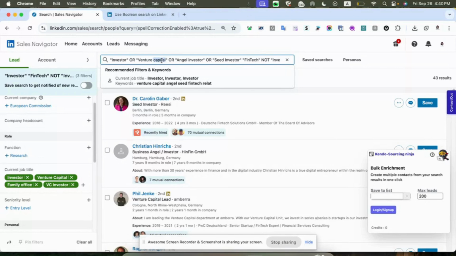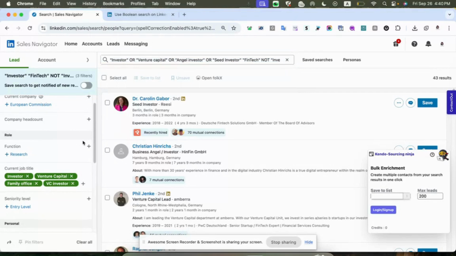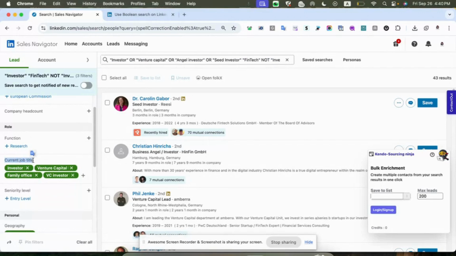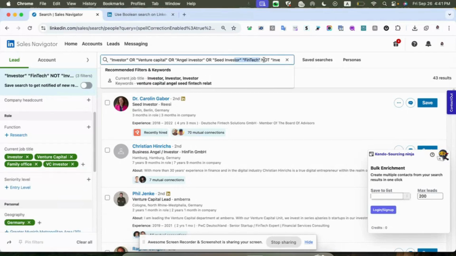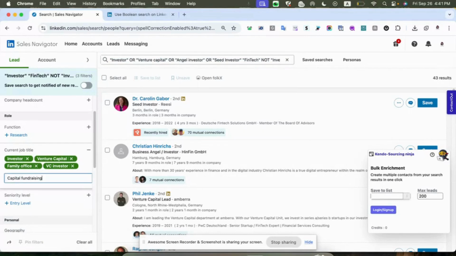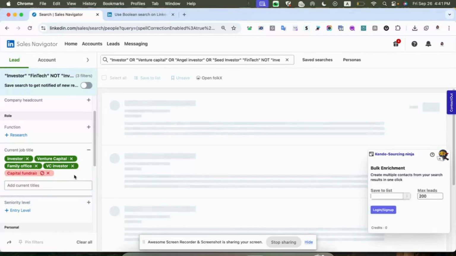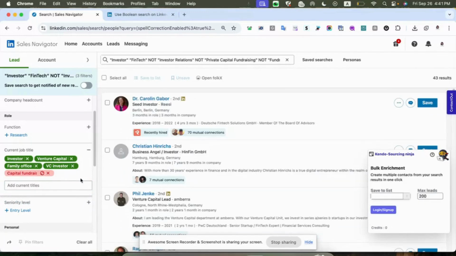So that was very important. That was the first part. The second part is picking up the titles. The profiles should have a current title, not past titles, but current titles of either investor, venture capital, VC investor, family office. And this is also a tricky part: you can include some of these unrelated titles in there, and then put them in red, which means I'm telling LinkedIn for the second time I don't want anybody who has the word fundraising inside the LinkedIn profile, because it means they are a broker, right?